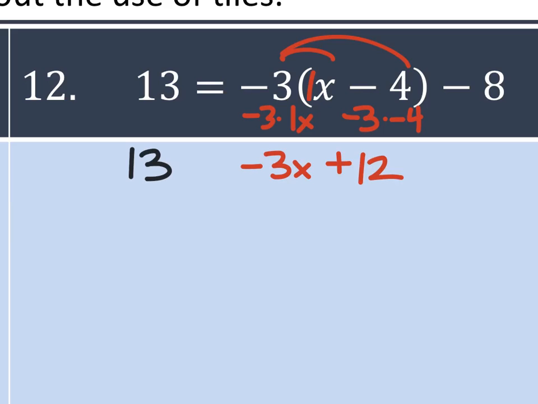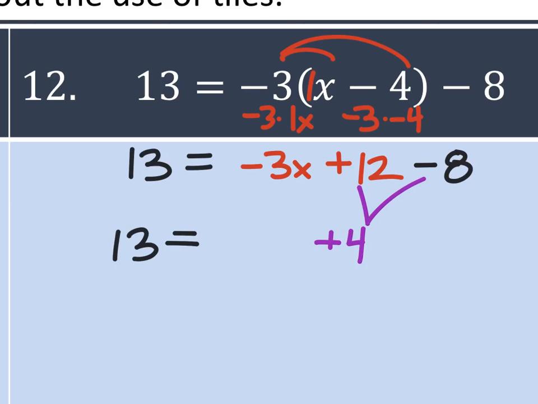So we got all the distribution done. It's 13 equals negative 3x plus 12 minus 8. And that takes care of the distribution. Now that we've got it distributed, we should look for any like terms to combine. And there is: there's this 12 and negative 8. 12 and negative 8 combine to give us positive 4. So the new equation now is 13 equals negative 3x plus 4.